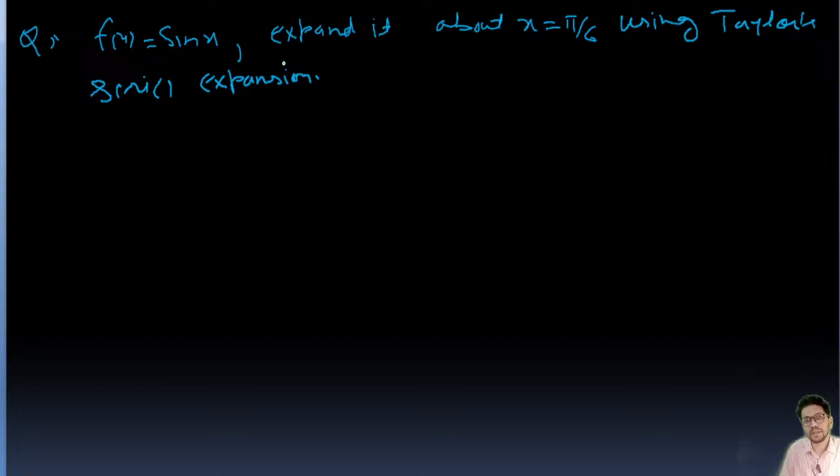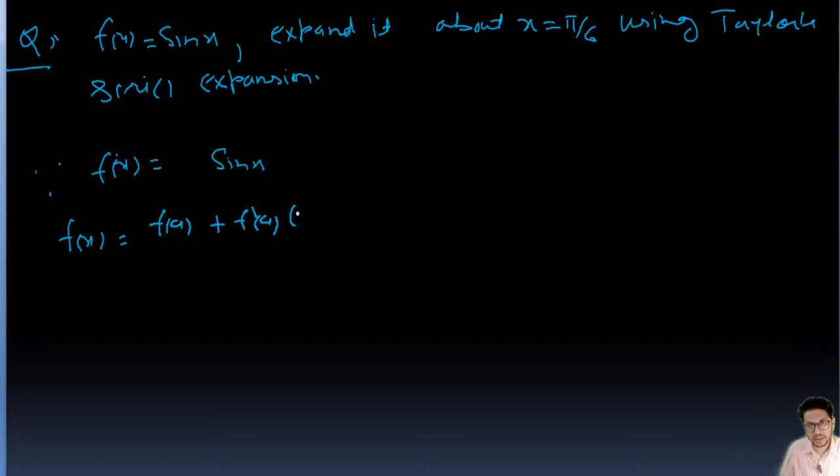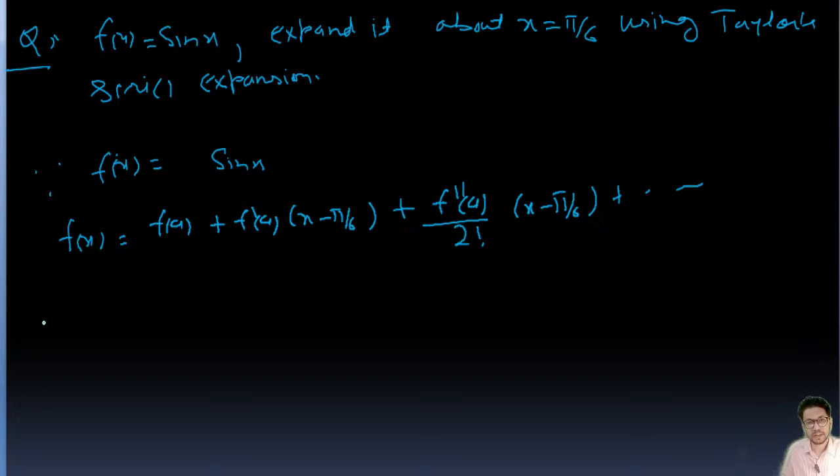Okay, so f(x) is given. We need to expand this about x equal to pi by 6 using Taylor series expansion. Okay, very simple. So first I'll write the formula. So formula is f(a) plus f dash a (x minus pi by 6) plus f double dash a by 2 factorial (x minus pi by 6) plus so on, right? So f(x) is going to be f(a), sin x, and then we'll put pi by 6.